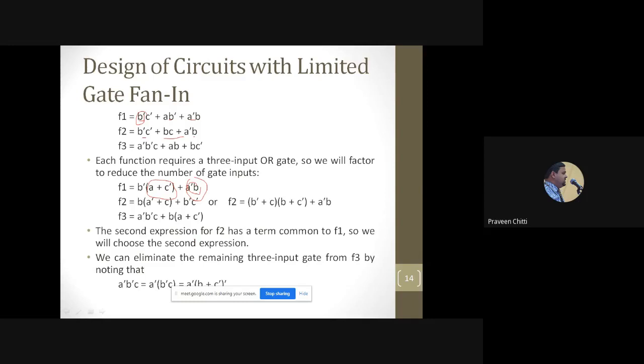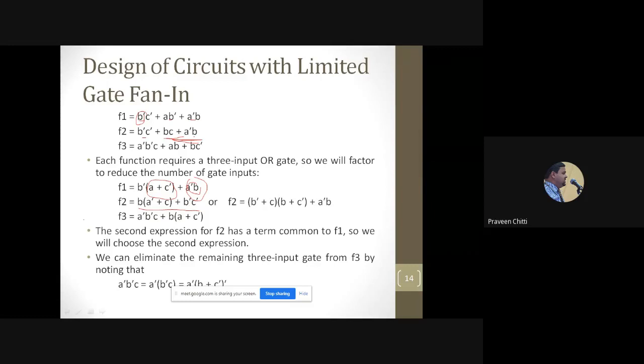Right? Similarly, in the second expression, again I can take B common between these two. If I take B common, it becomes B into A bar plus C, plus B bar C bar. Right? This is correct. This is the simplification we get after taking B common between these two. But whenever you are implementing multi-output functions, you should see that you get similar terms in different equations so that you can use optimized hardware, right?